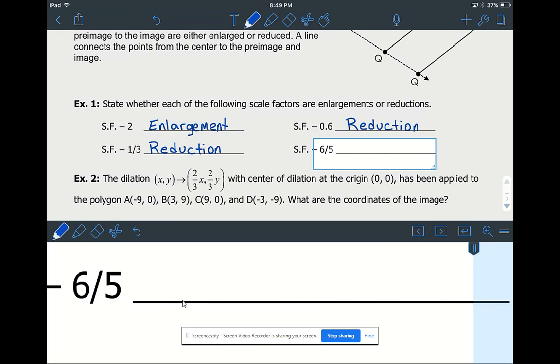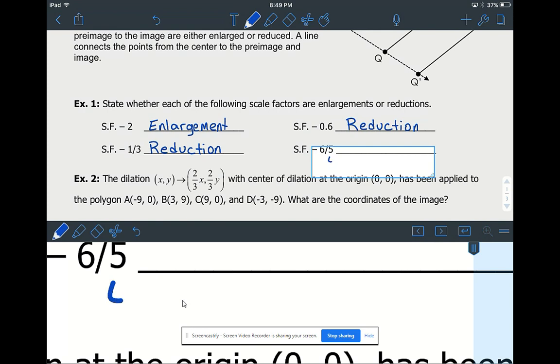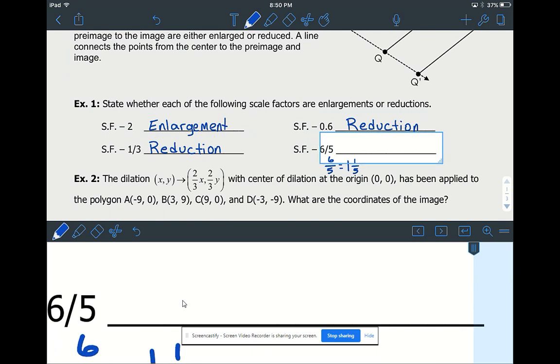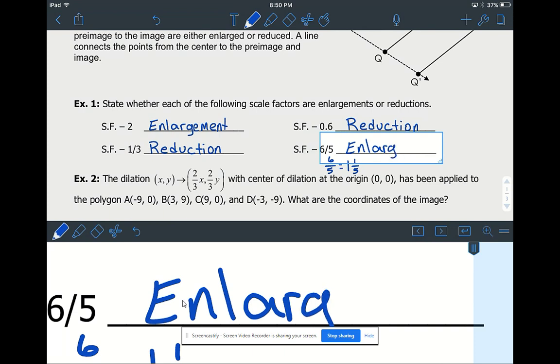So 6/5 is actually greater than 1 because the numerator, if you were to write it out like this, 6/5, so this would actually be an improper fraction: 5 goes into 6 one time, and then there would be 1 left over out of 5 pieces. So that is greater than 1. So that would be an enlargement. So just because it's a fraction does not mean that it's going to always be a reduction. You need to pay attention.